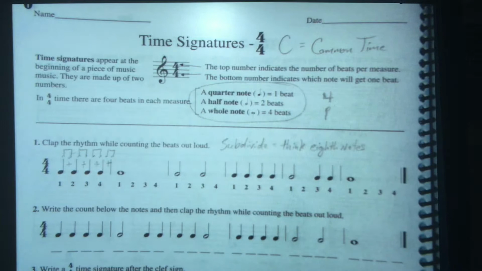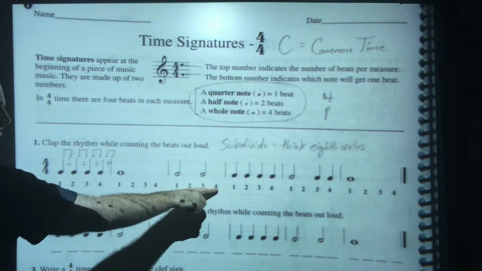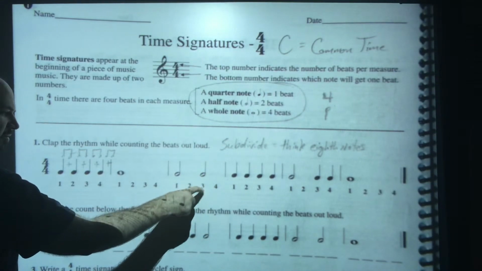But we're going to perform it like this. 1 and, 2 and, 3 and, 4 and. Of course, for measure 2, we would keep our hands together. 1 and, 2 and, 3 and, 4 and. For measure 3, 1 and, 2 and, 3 and, 4 and. So each one of those gets 2 beats. The half note you'll notice here gets 2 beats, but it starts on beat 3.